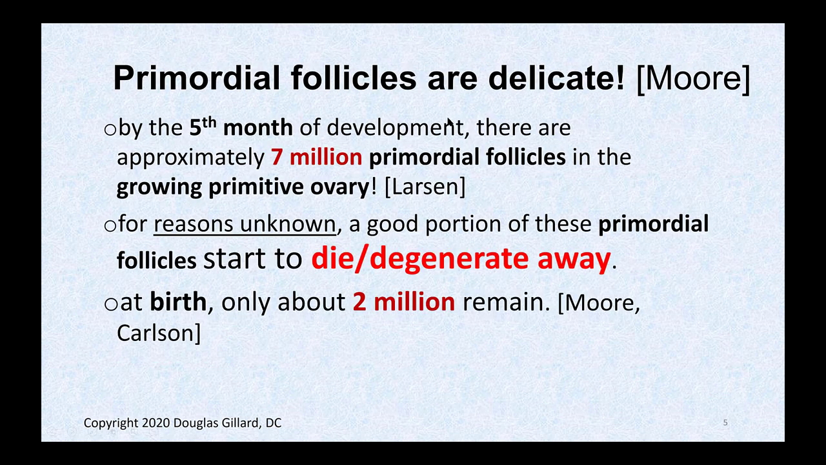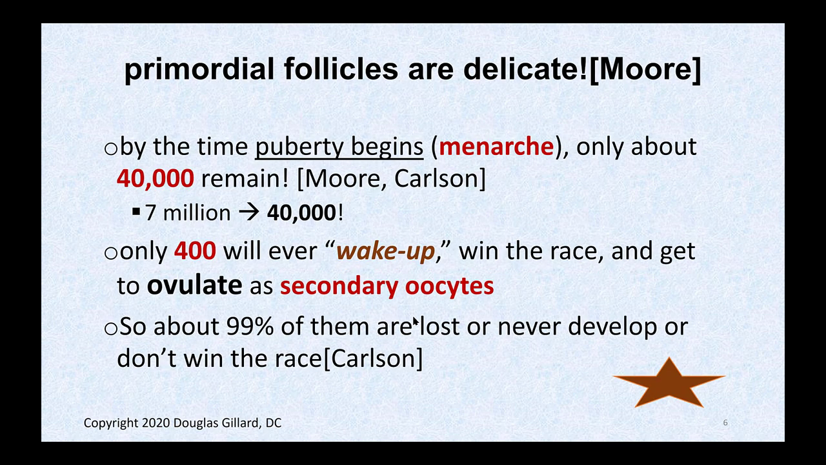Some facts, maybe not so fun. By month 5 of development, there's about 7 million primordial follicles. For unknown reasons, they start dying and degenerating away. By birth, 7 million is down to 2 million. So we've lost 5 million primordial follicles just through the process of development. And even worse, by the time puberty starts, or menarche, about 11 or 12 years old in females, there's only 40,000 remaining. So we've lost many, many of these.